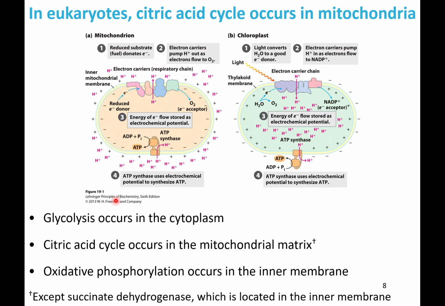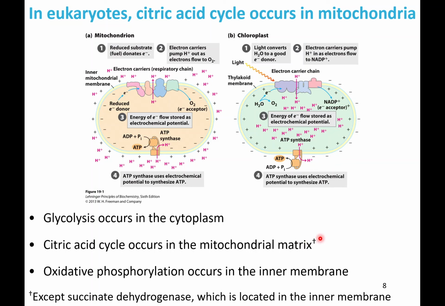In eukaryotes, the citric acid cycle occurs in the mitochondria. And we should contrast that with glycolysis. Glycolysis occurs in the cytoplasm. The citric acid cycle is occurring in the mitochondrial matrix, to be specific.